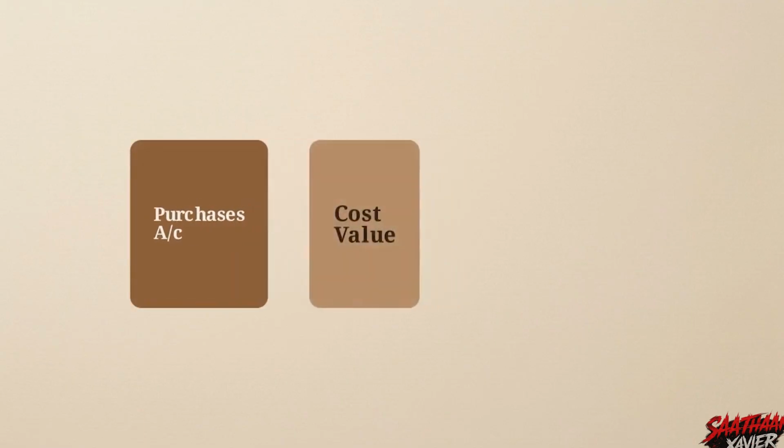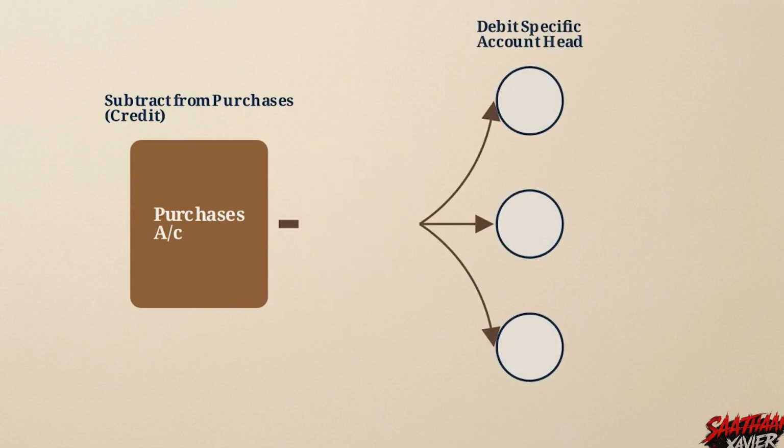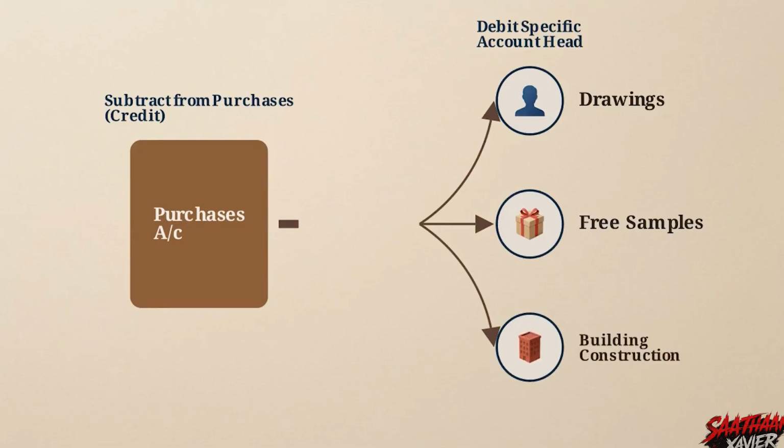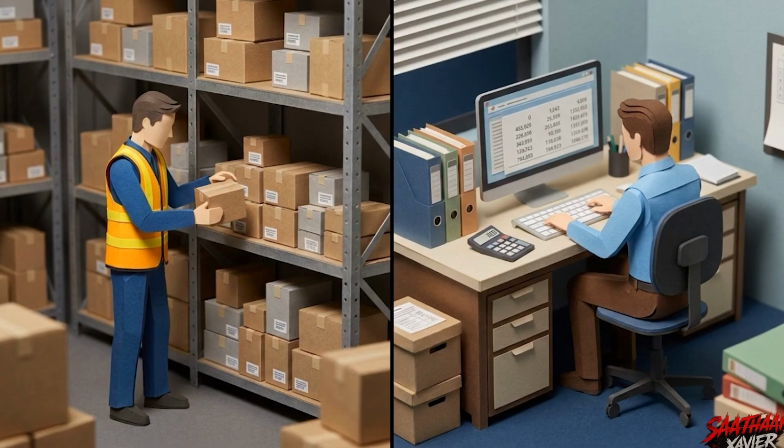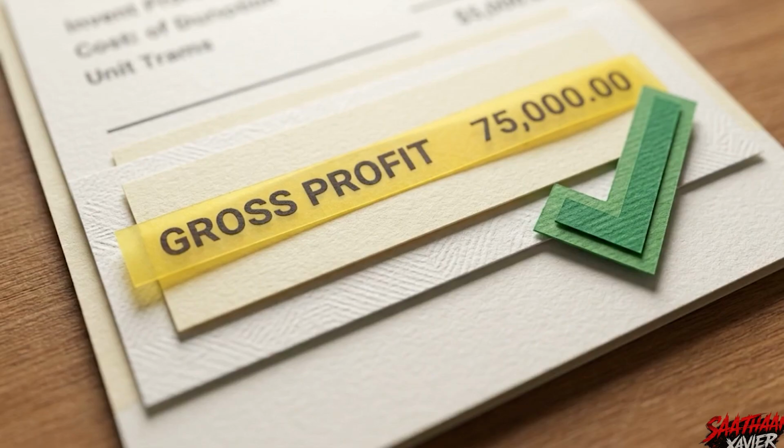You subtract the value of those goods from the purchases account and then debit the specific corresponding head, whether that's drawings, free samples, or building construction. By systematically correcting for warehouse fires, unapproved customer returns, and internal usage, you reconcile the math with the physical world. This is the only way to ensure your gross profit calculation is accurate.